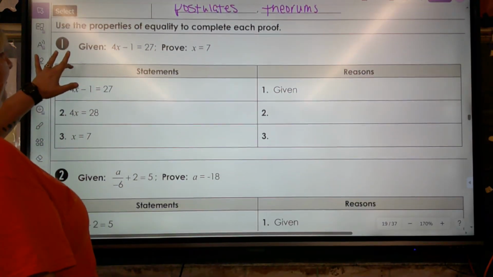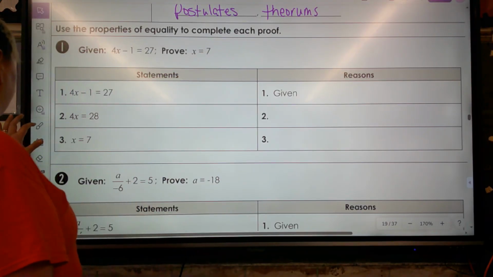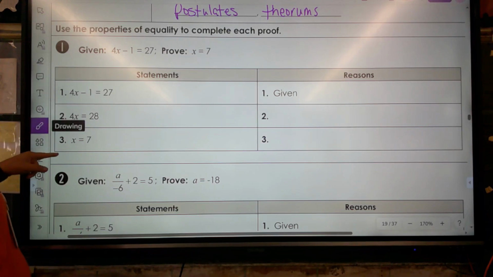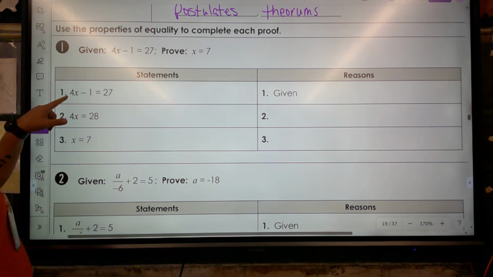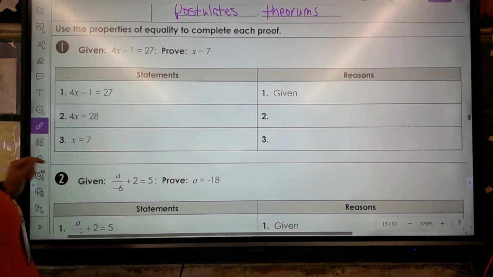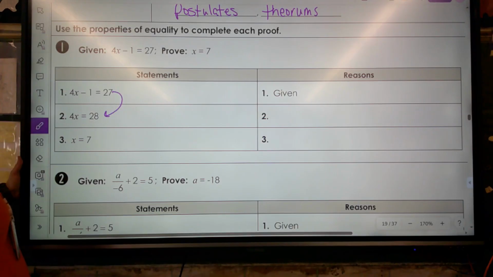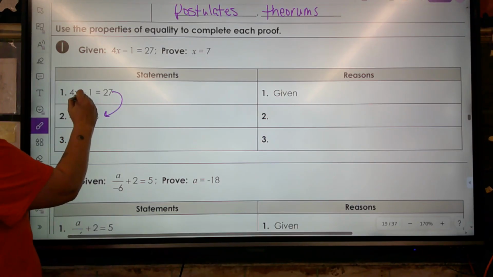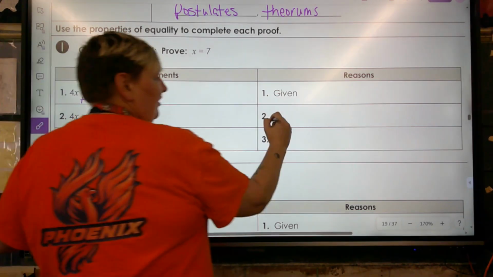So, for example, use the properties of equality to complete each proof. It's going to work the problem for us, and we're going to explain how. In the first step, we were given 4x minus 1 equals 27. So what did we do to get from here to here? We added 1 to both sides. That's addition property.